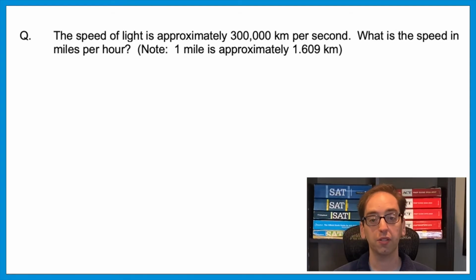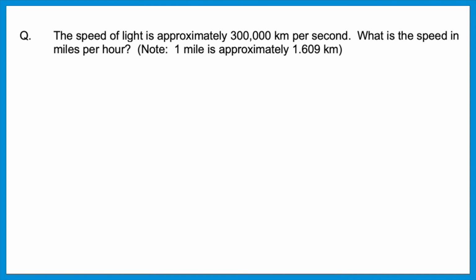The speed of light is approximately 300,000 kilometers per second. What is the speed in miles per hour? I'll give you a minute. Press pause, give it a shot.